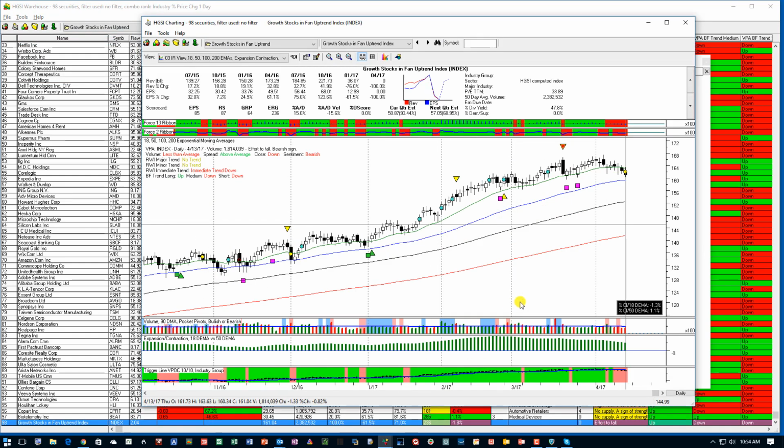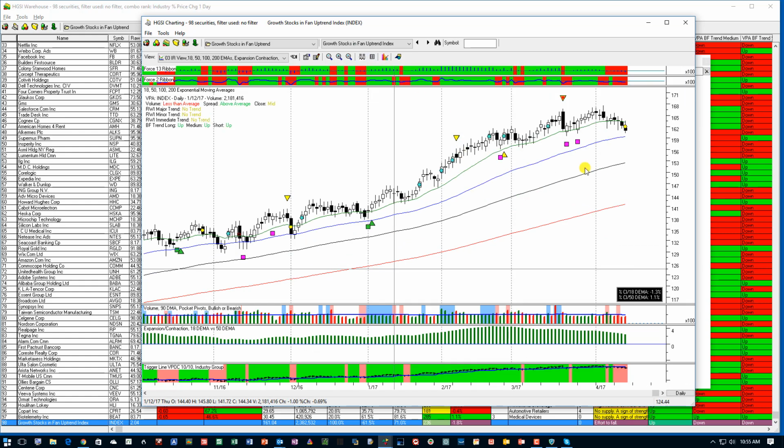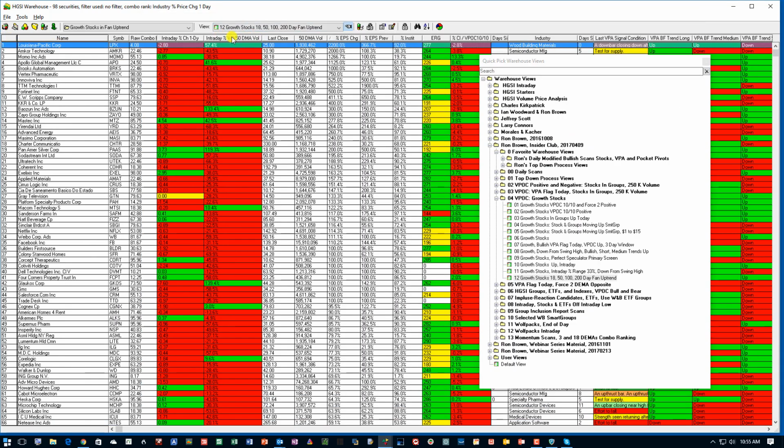See how this looks, and you can see that this is a strong view as far as the fan. Everything is in the correct order. So I'm going to work with this list right here. So here's where I am at this point.